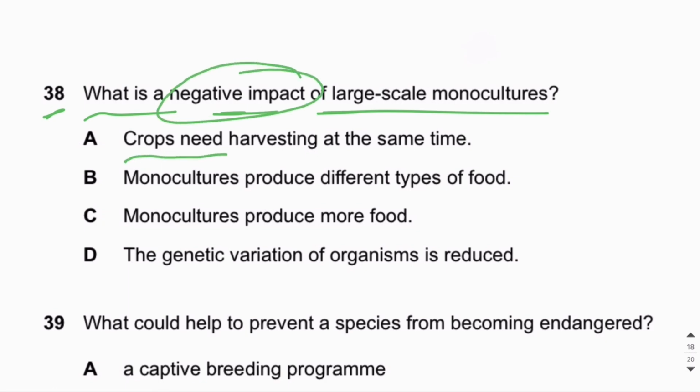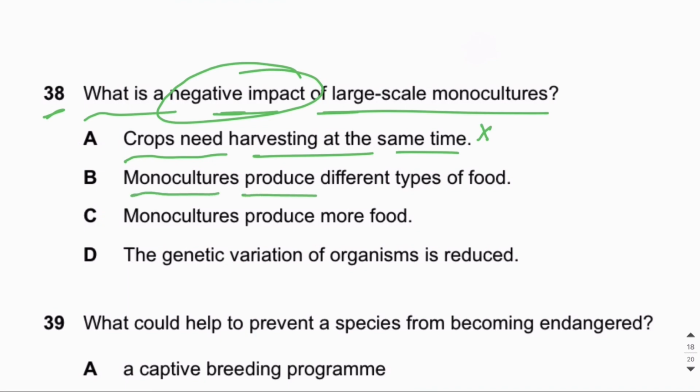Crops need harvesting at the same time. Guys, this is not a negative impact, this is a positive impact. Because if you put one type of crop, it will all be harvested at one time. So you don't need harvesting at different times. This saves cost and time, right? So this is a positive impact, not a negative impact.